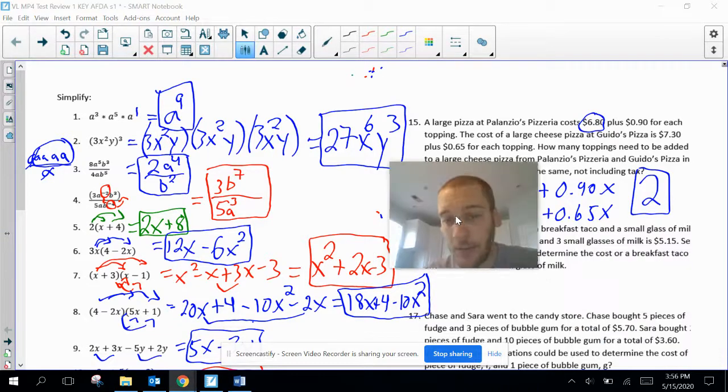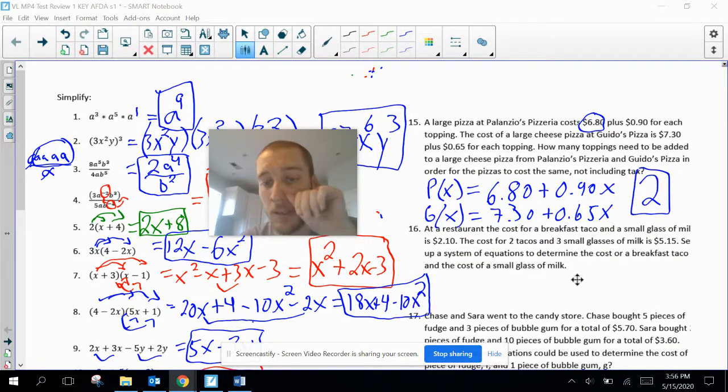Okay, let's move my face. Breakfast taco, small glass of milk, is $2.10. 2 tacos and 3 glasses of milk is $5.15. Set up a system to determine the cost of a breakfast taco and the cost of a small glass of milk. So all you do is set up two equations, same thing, type it in Desmos and see where they touch. So if I want a breakfast taco, I'm going to call that T.